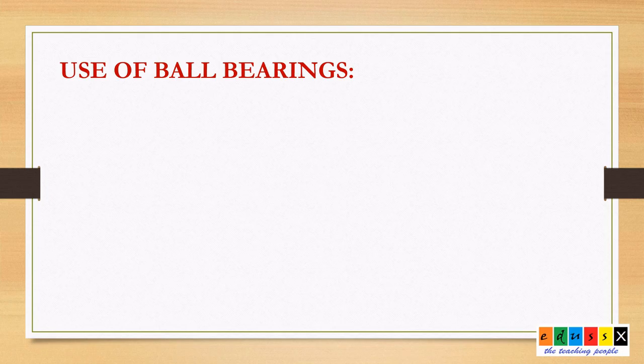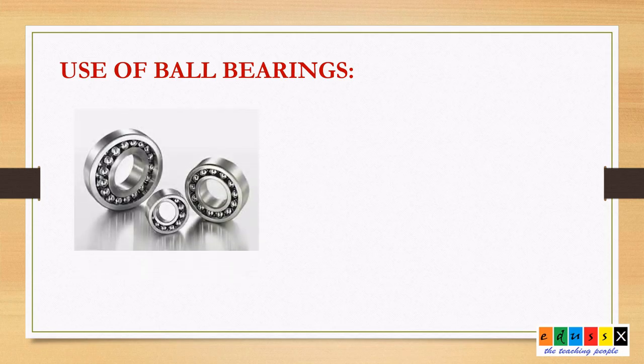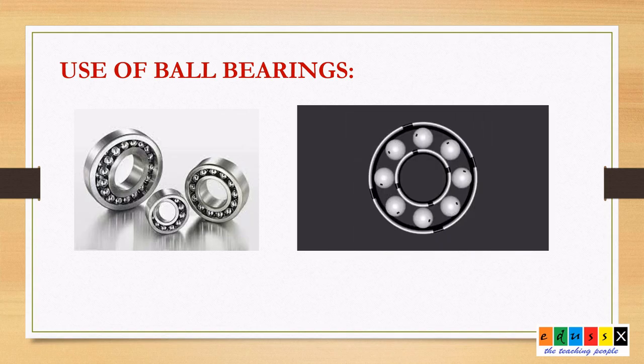Third is the use of ball bearings. As we already learned, rolling friction is less than sliding friction. So sliding is replaced by rolling with the usage of ball bearings. Also, bearings like lead shots are used in the bearings of the cycle hub.